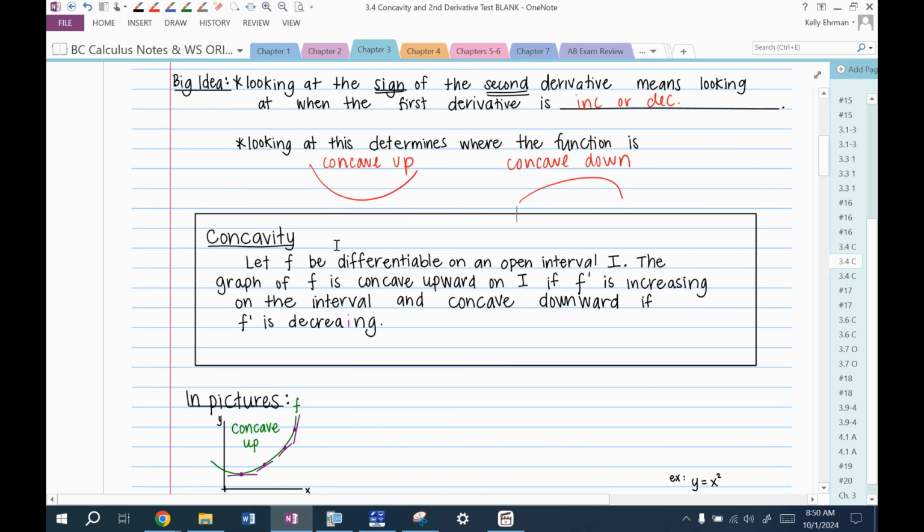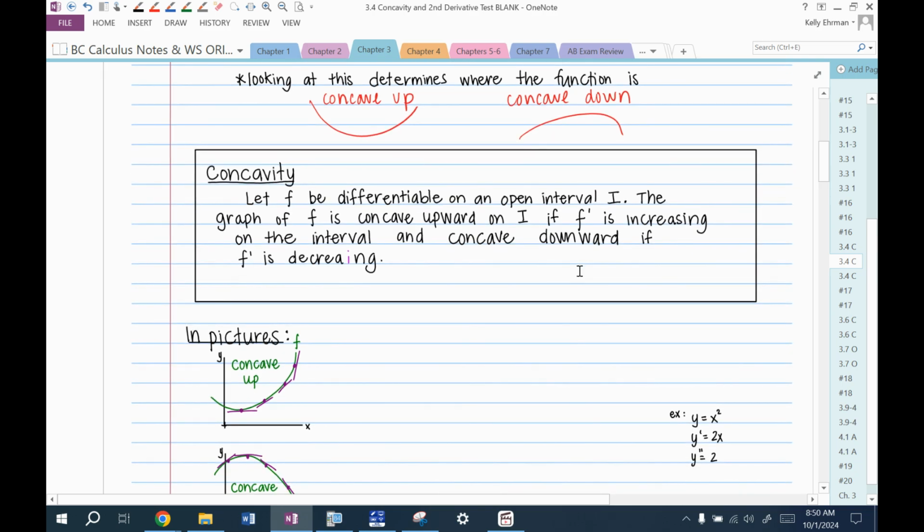Okay, so concavity: f has to be differentiable on the interval that we're looking at. Open interval just doesn't include endpoints. The graph of f is concave up if f prime is increasing. So remember, the words kind of go together. Concave up if f prime is increasing, and concave down if f prime is decreasing. Make sure that you're avoiding the word "it" when you're justifying these. It's not "it's concave up because it is increasing." You wouldn't get any points for that. It has to be "f is concave up because f prime is increasing."